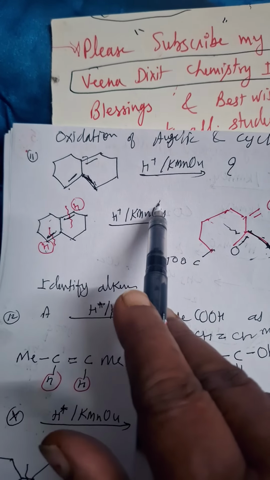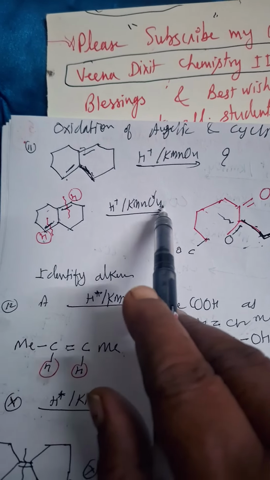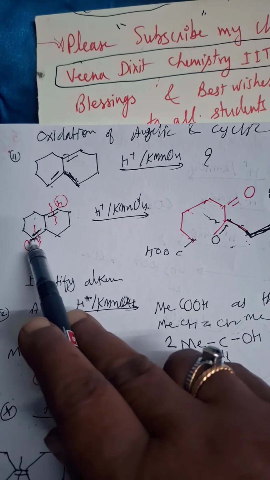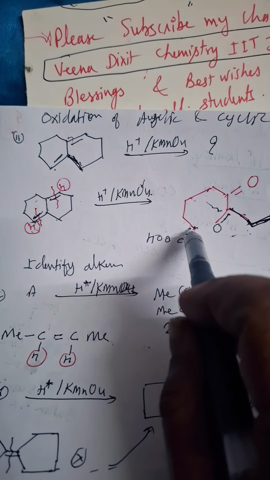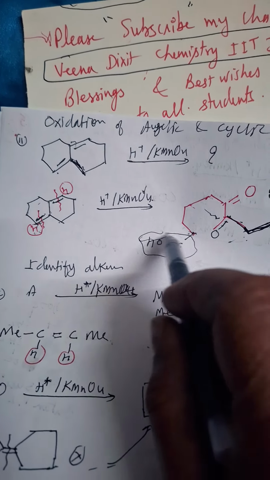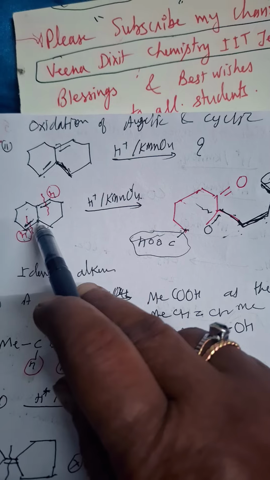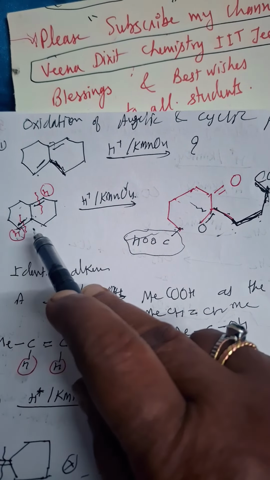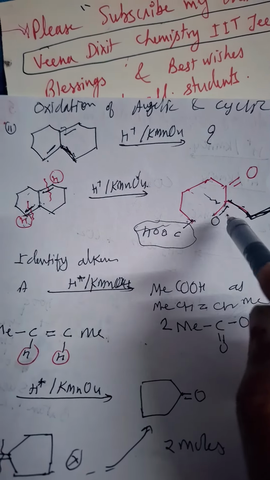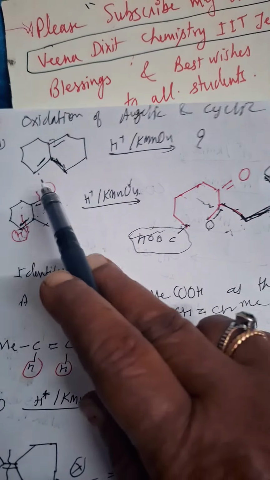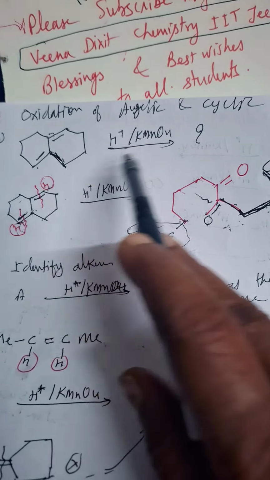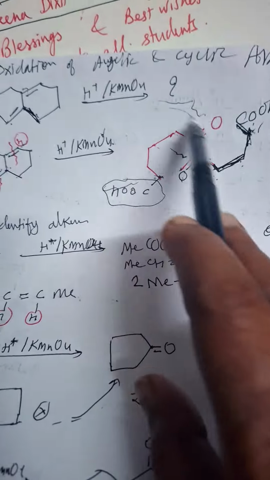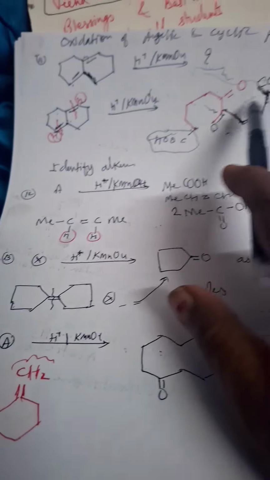So when cleavage occurs with the help of acidified KMnO4, what will happen? This carbon here at the bottom is converted into an olefinic carbon. CH is having a COOH group over here. Okay, and this carbon which is not having any hydrogen is converted into a keto group. So cleavage occurs, breaking will happen, and a keto group will be there in this carbon, and this carbon is having a COOH group. Okay, so in this way we will get the compound.